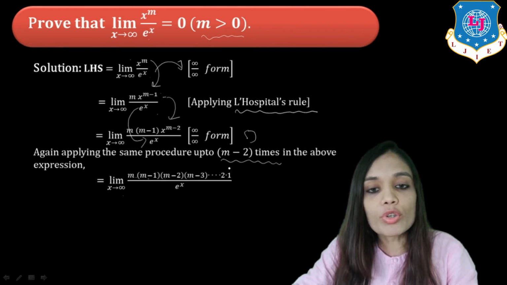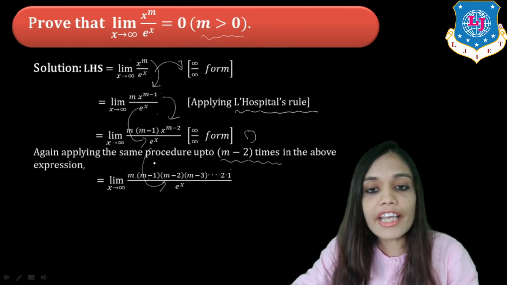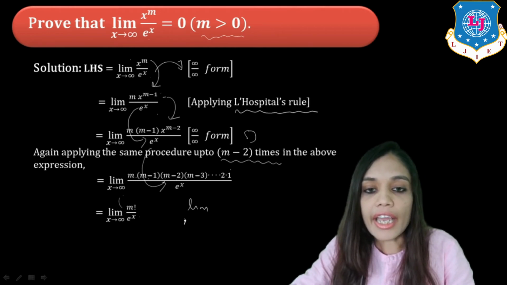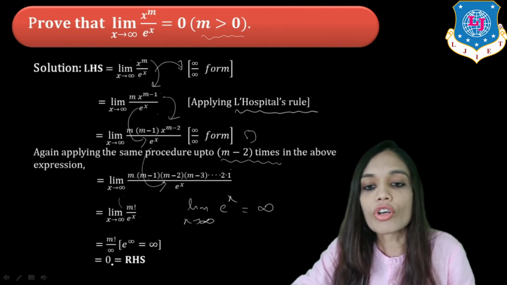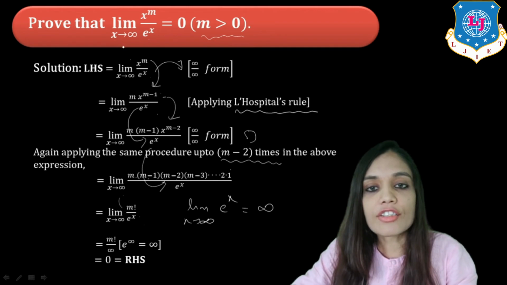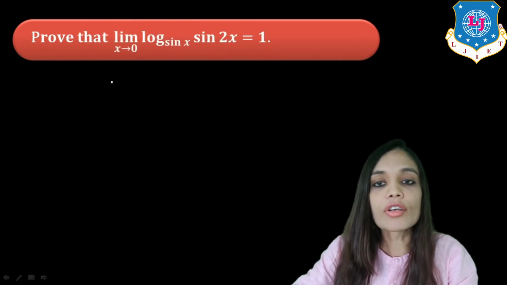We will do the derivatives until we get the answer 1 upon the derivative of e raised to x, which will be e raised to x, right? Now this can be simplified as m factorial upon e raised to x. Now we know limit x tends to infinity, e raised to x will be equal to infinity, and 1 upon infinity will give us the answer as what? 0. So we have proved that limit x tends to infinity x raised to m upon e raised to x will be equal to what? 0. Now let us study one more example.